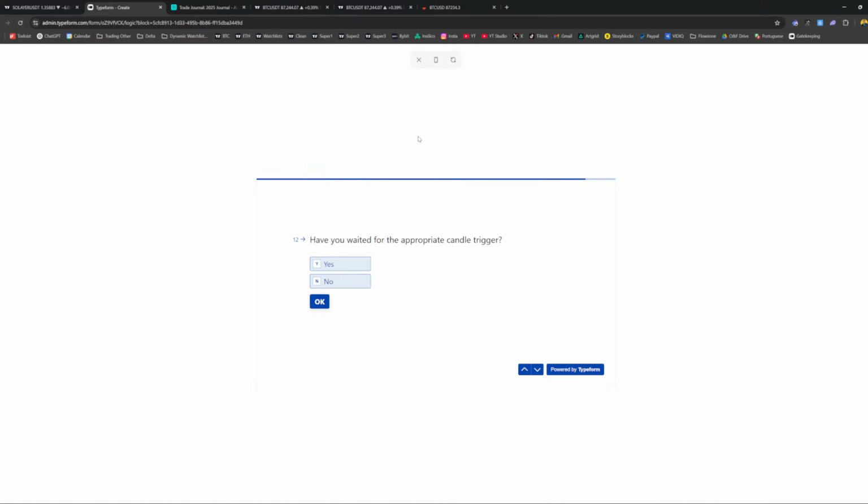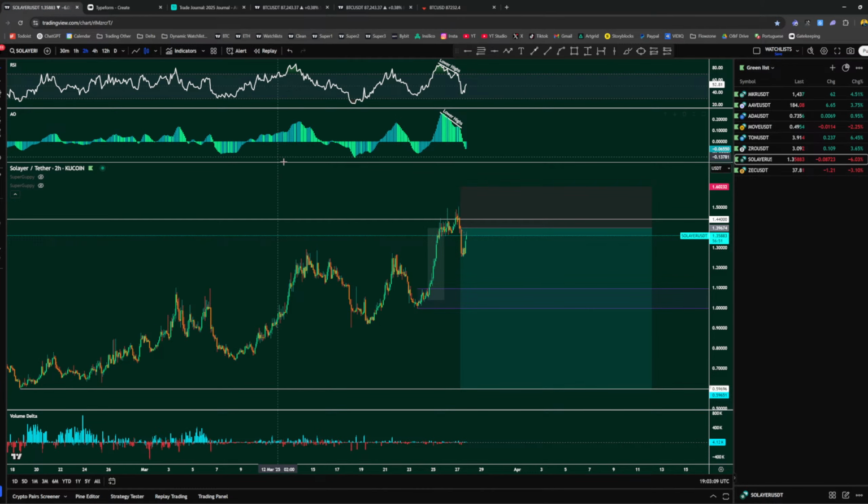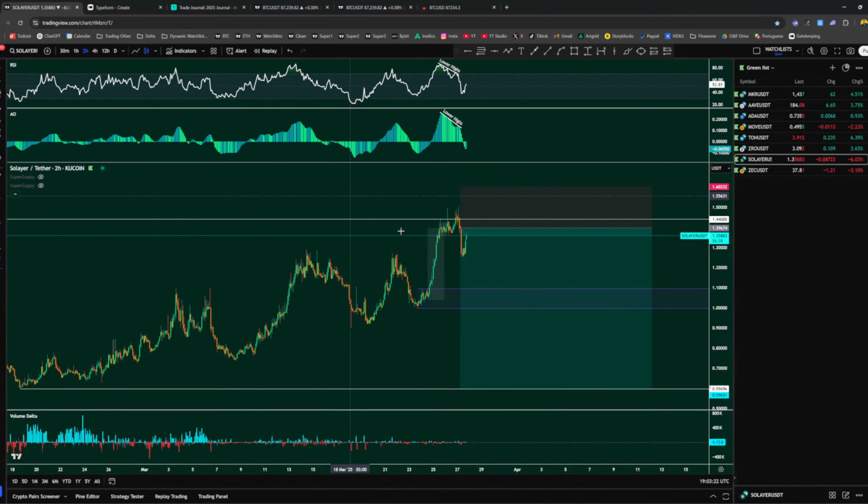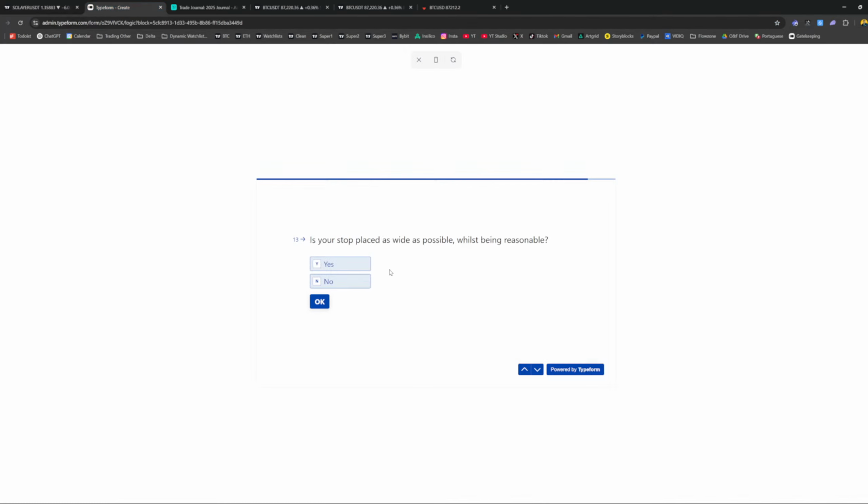Have you waited for the appropriate candle trigger? Yep, I took this candle here, 2-hour divergence confirmation candle, as I interpreted it. Is your stop placed as wide as possible whilst being reasonable? Yep, it's a fairly wide stop up here. It could cater for even more fuckery, you know, sweep out these highs again with a sharp move and then potentially come down. I would survive that if it wasn't too extreme.